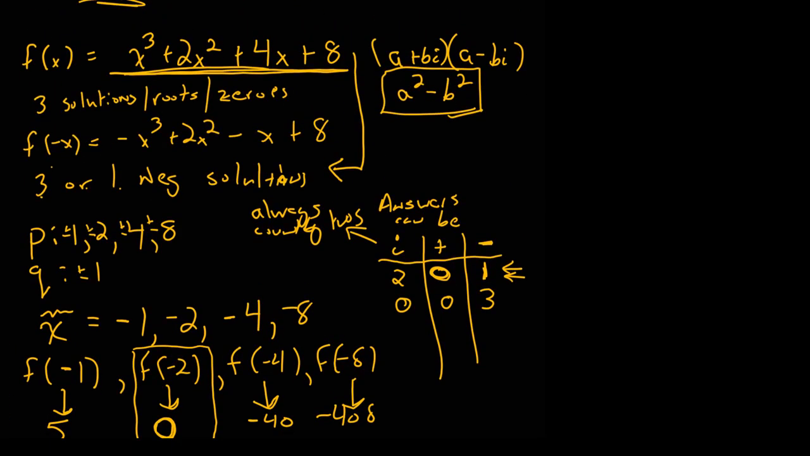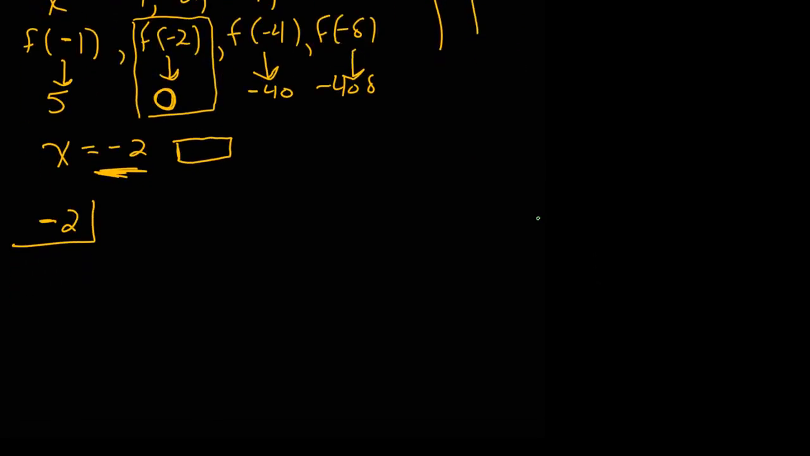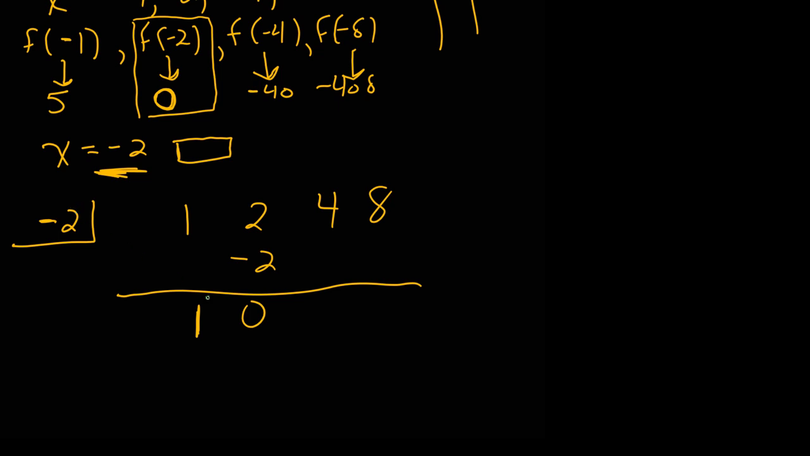So let me pull my coefficients here. My coefficients are 1, 2, 4, and 8. So using synthetic division, I'm going to bring down my 1, multiply, multiply, and the remainder is 0. And this is x squared plus 4.